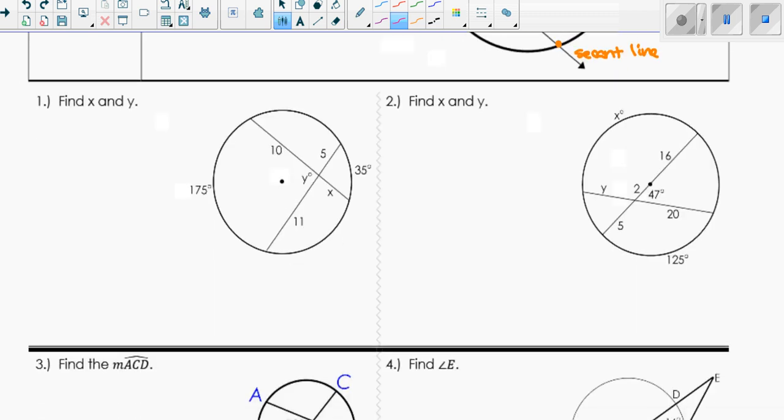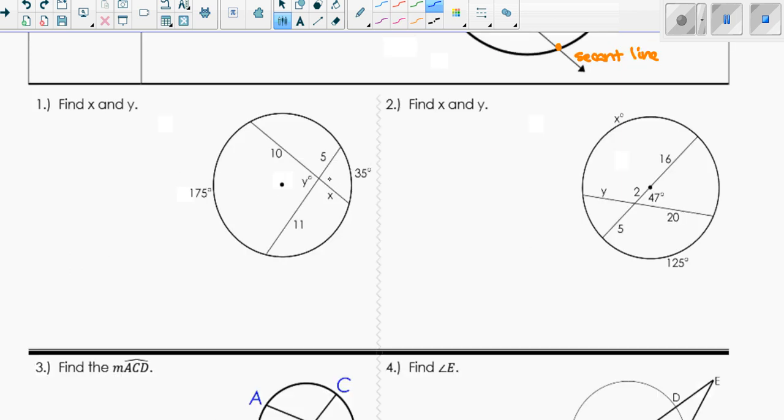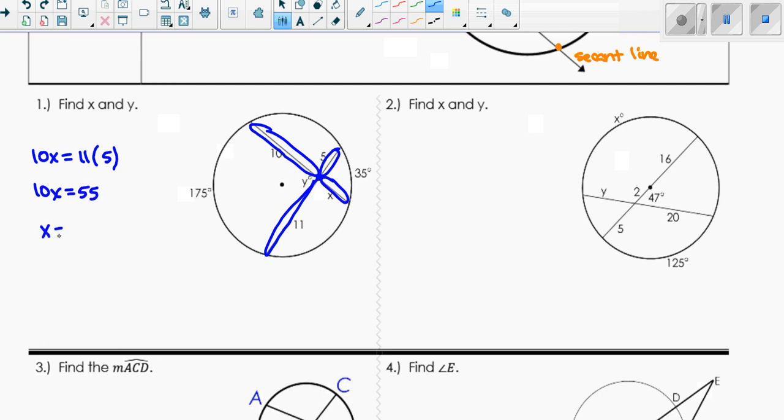In number 1, I want to find x and y. I'm going to start with x. Okay, notice that I have 2 chords that are intersecting, and they're intersecting at this point. That means that this line segment times this line segment, so that's 10 times x, or 10x, equals this length times this length, so 11 times 5. So that means 10x equals 55, divided by 10, x equals 5.5. Alright, so now let's solve for y.